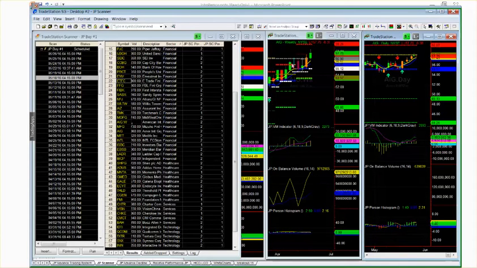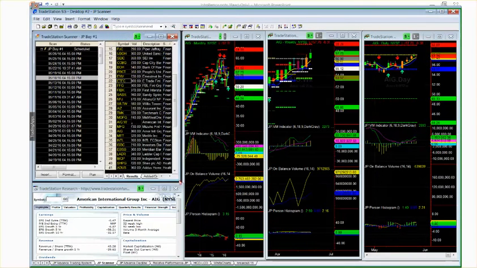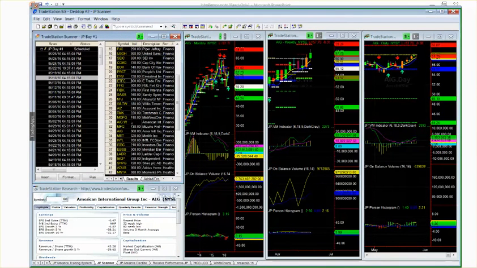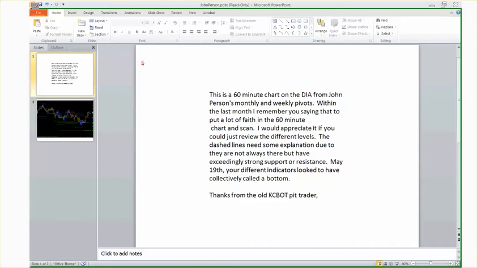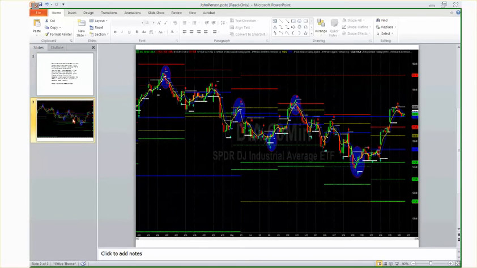And I think that was kind of cool because here we have a new member, not an old member, with a great question. He said, "Hey, I noticed that on May 19th, your different indicators looked to collectively call the bottom." So anyway, he took the time, which is always really cool, to send me screenshots of the marketplace.